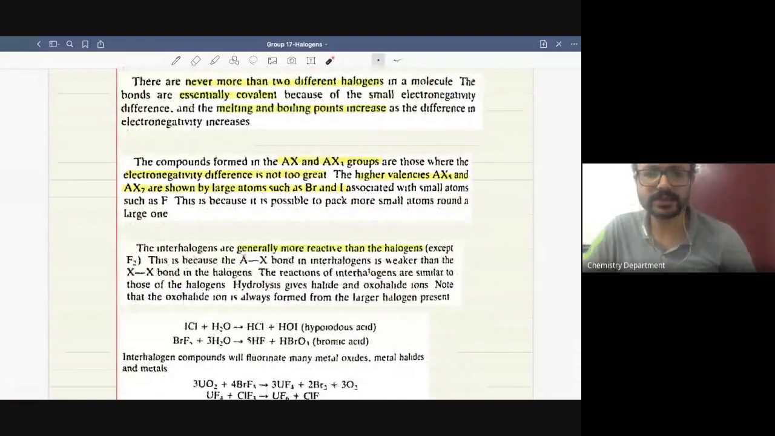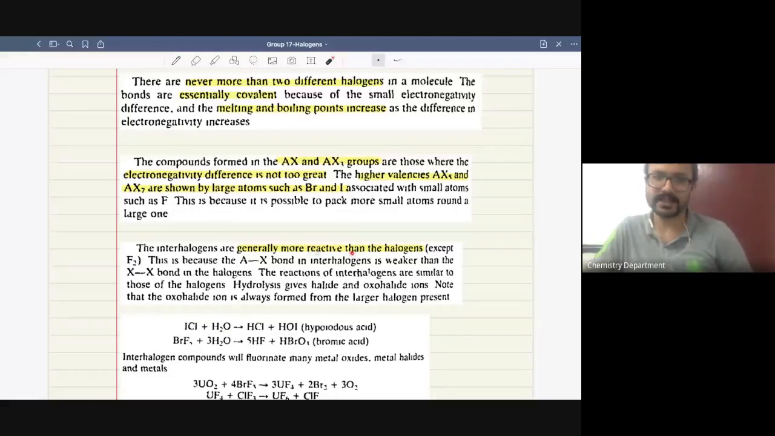Here, the interhalogen compounds are generally more reactive than halogens because the AX bond, that is the interhalogen bond, is weaker in comparison to the AA or XX bond. So that is why these interhalogen compounds are pretty reactive, and most of the reactions shown by halogens are shown by the interhalogen compounds.